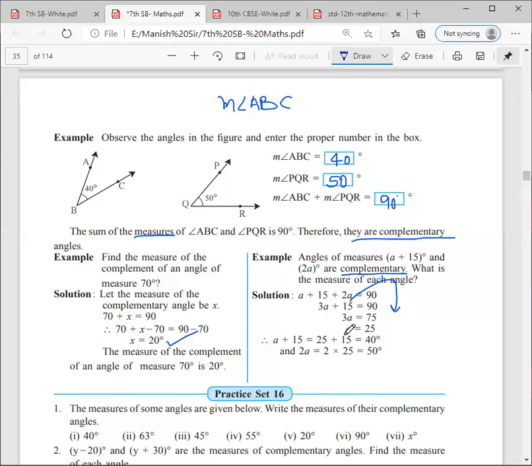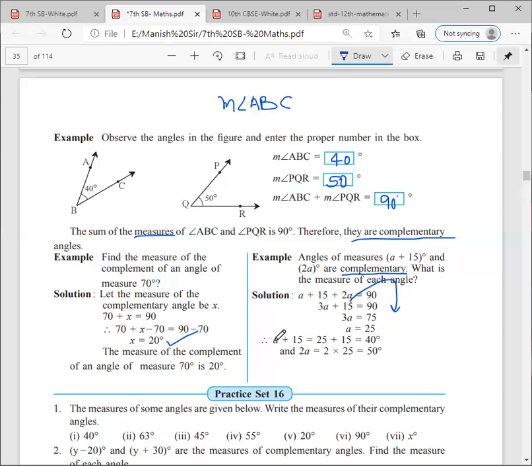At the end, what will you get? A is equal to 25. Yes or no? So A plus 15 is equal to 25 plus 15, that is equal to 40 degrees.